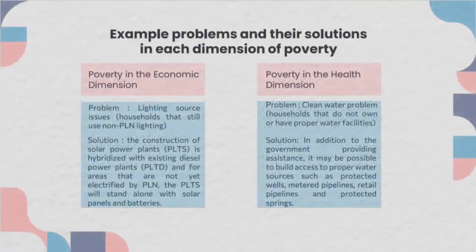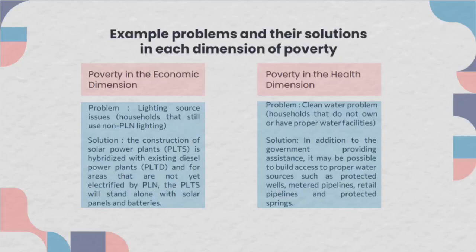Next, example problems and their solutions in each dimension of poverty. First, poverty in the economic dimension. Problem: lighting source issues. Households that still use non-PLN lighting. Solution: the construction of solar power plants (PLTS) is hybridized with existing diesel power plants (PLTD), and for areas that are not yet electrified by PLN, the PLTS will stand alone with solar panels and batteries.